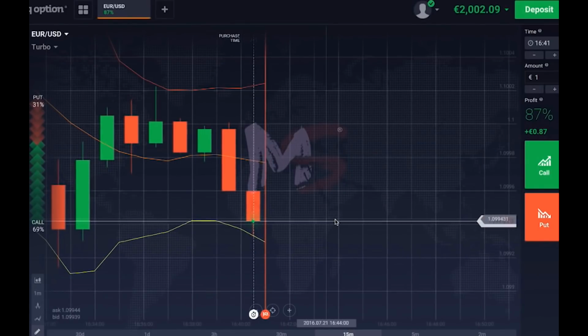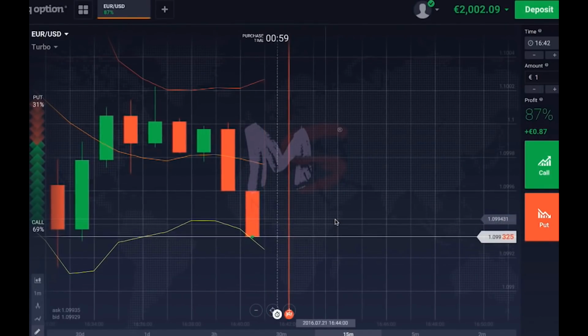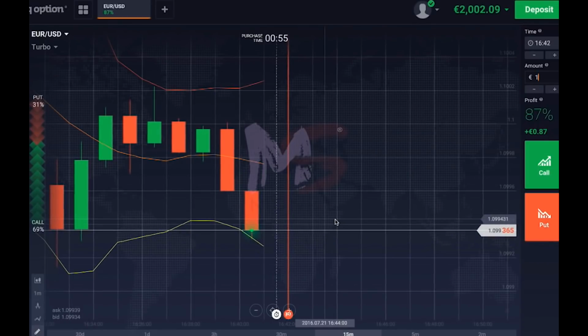You must remember to invest when the candle reaches a purchase time of 31 seconds.